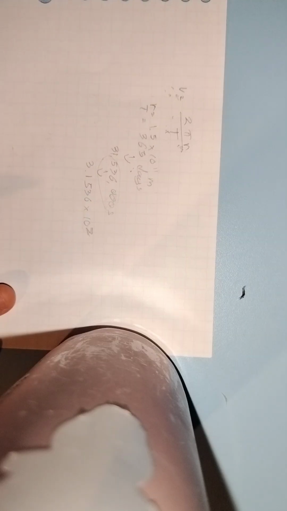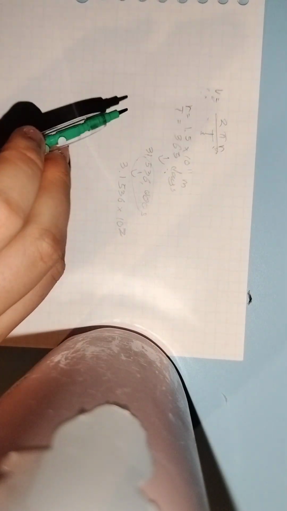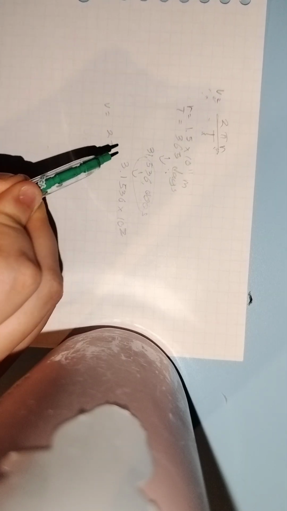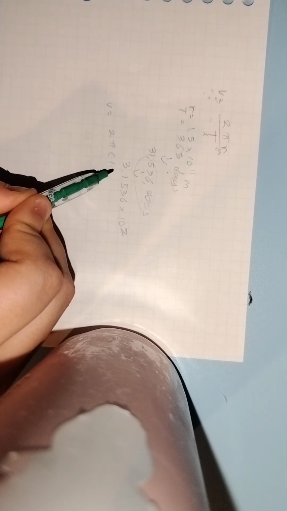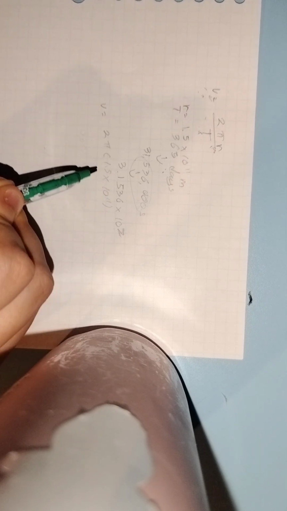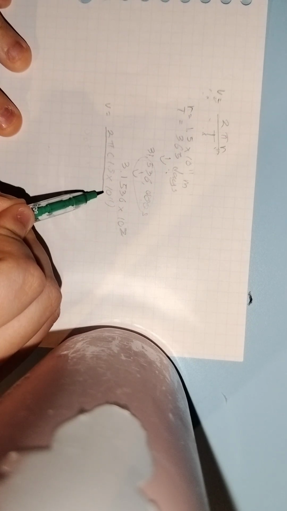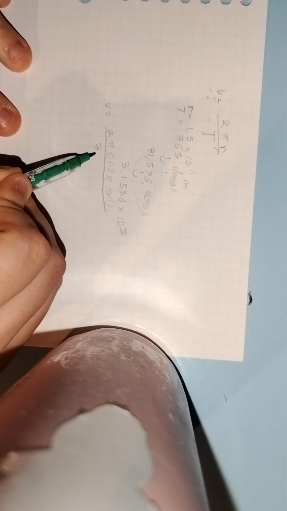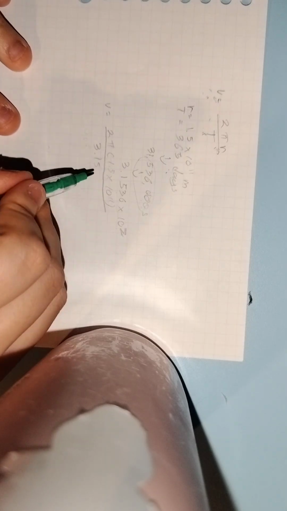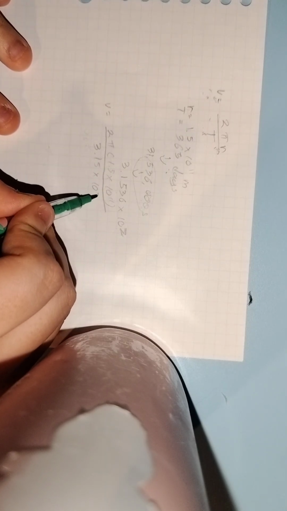Okay, so now let's do the equation. So v is equal to 2 pi times 1.5 times 10 to the power of 11 divided by 3.15. I'm just going to stop here, times 10 to the power of 7.